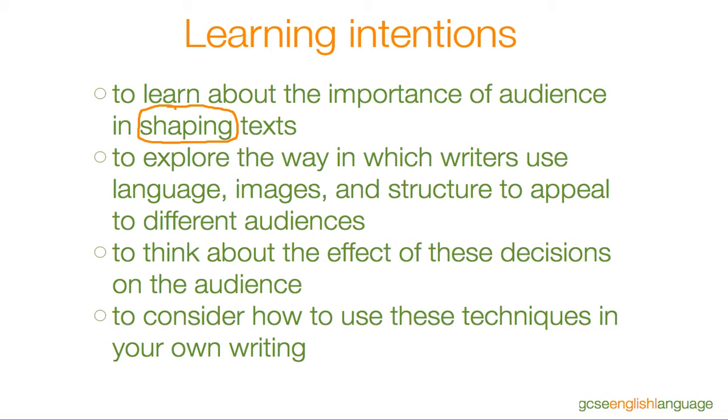Then exploring the ways in which writers use language, images and structure to appeal to different audiences, and that idea is important as well because writers are writing to appeal to certain groups of people, otherwise they don't get read. And then thinking about the effect of decisions on the audience is another key word, and then considering how to use these techniques in your own writing. We'll see how we get on with that. We may come back to that in a different screencast, but we'll certainly focus here on the reading element and how important the reading element is in many of the GCSE syllabuses.